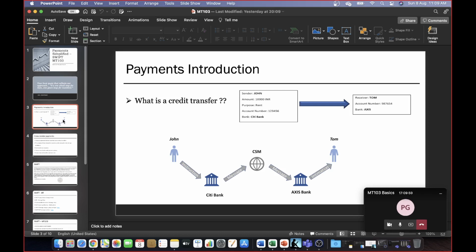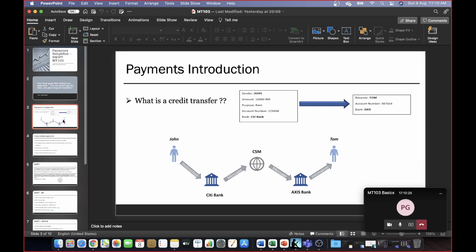But these days, a lot of it is replaced by electronic transfers, as it is very convenient, and so on. In this diagram, there is a person named John. He's instructing his bank, let's assume it's Citibank, to transfer funds to Axis Bank, and the end beneficiary of the transaction would be Tom. All these details would be mentioned by John when he makes the instruction.